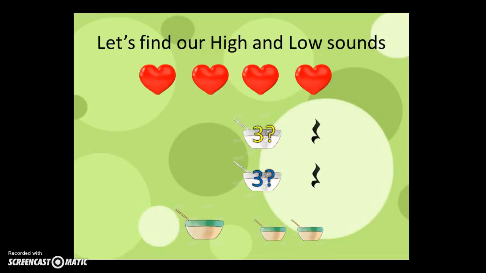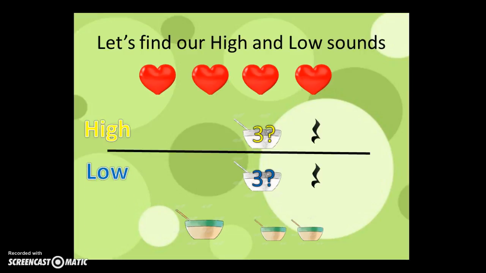Now we have our four heartbeats, our line that's going to tell us whether our sounds are going to be high, and if they're high sounds, they're going to be above the line. If they're low sounds, they're going to be below the line. Let's look at that one more time. High sounds or higher sounds will be above the line. Lower sounds are going to be below the line.